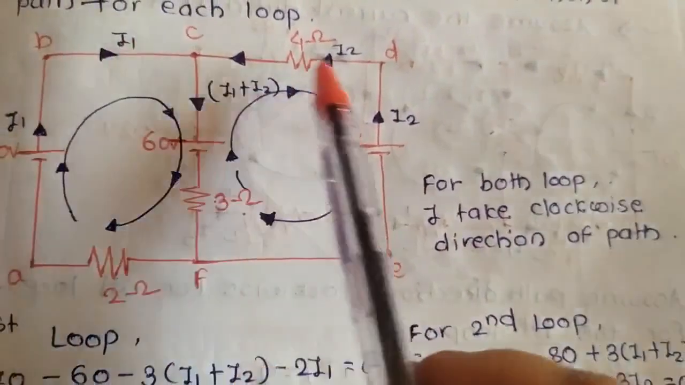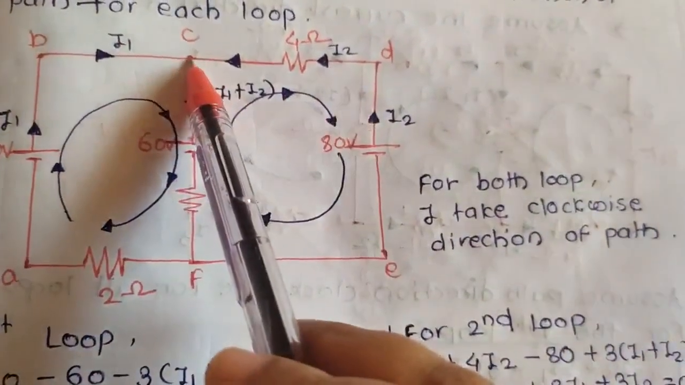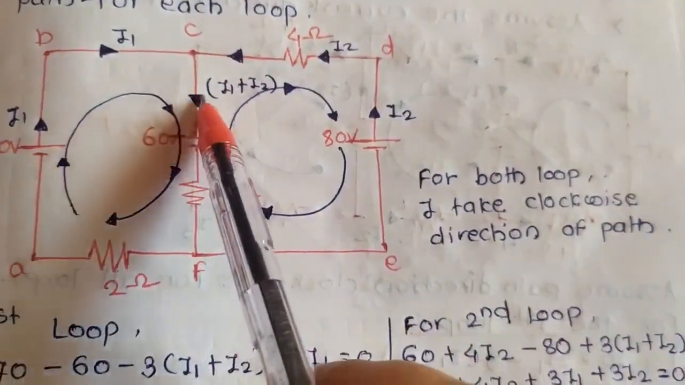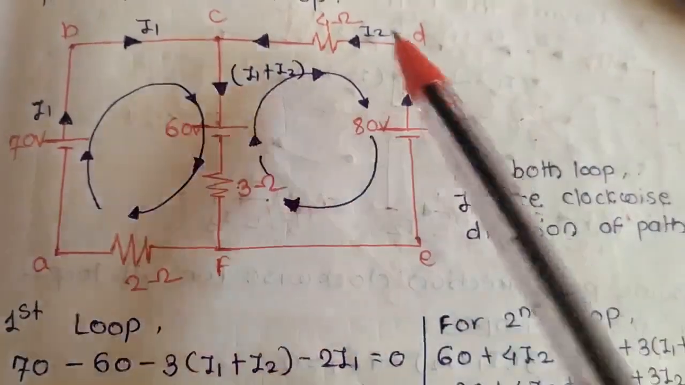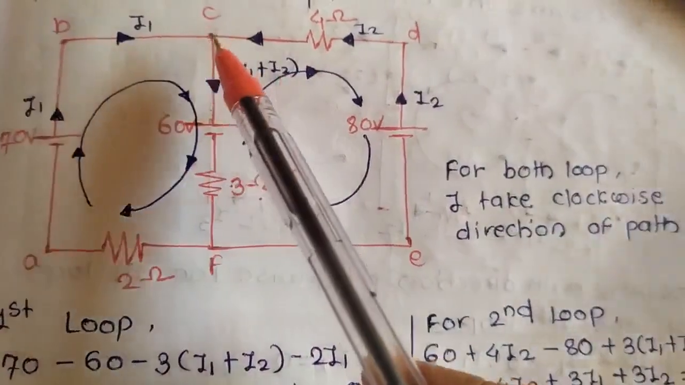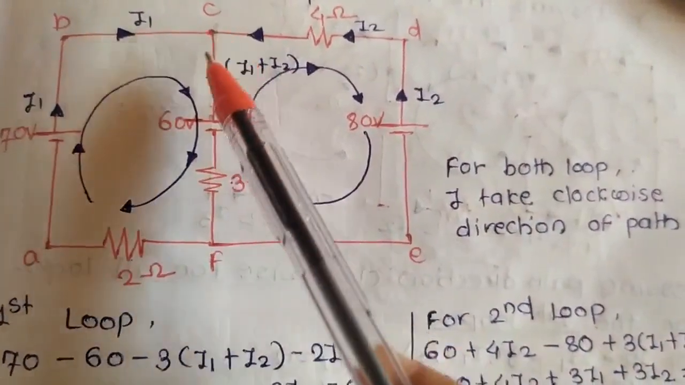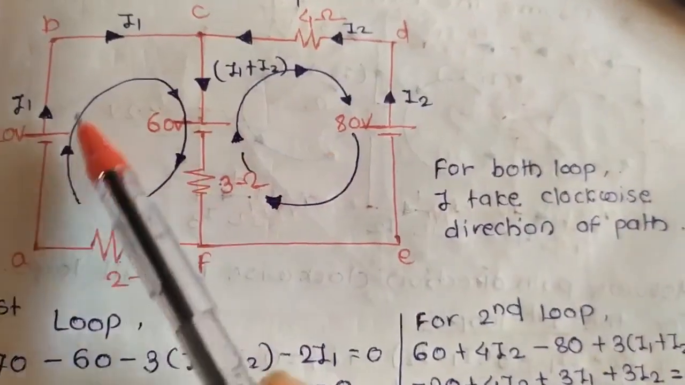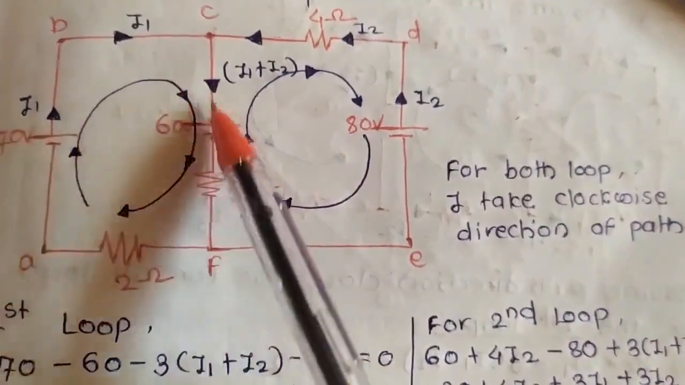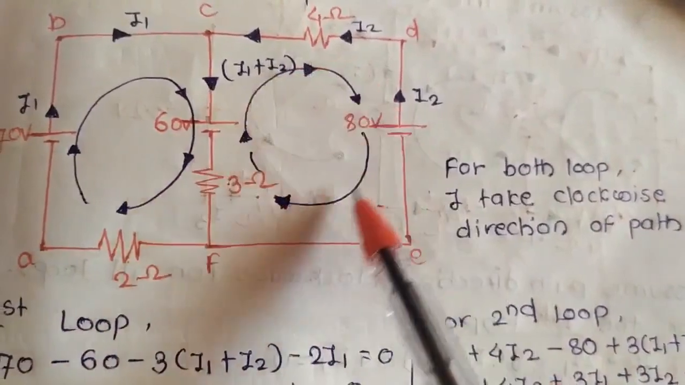This I1 plus I2 at a point C according to KCL law, we get current for this branch I1 plus I2, and the loop direction is clockwise, here also clockwise.